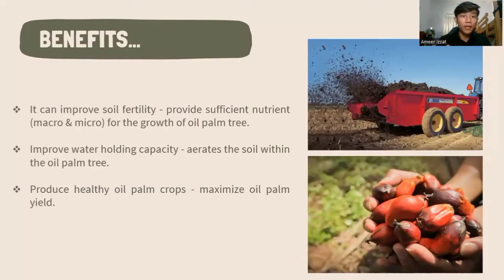Okay, next, let's look at the benefits of manuring. First of all, it can improve the soil fertility, where it will provide sufficient nutrients, both macro and micronutrients, for the growth of oil palm trees. It will also improve the water holding capacity, and it will enrich the soil around the oil palm tree. It will also produce healthy oil palm crops, thus maximizing the oil palm yield.